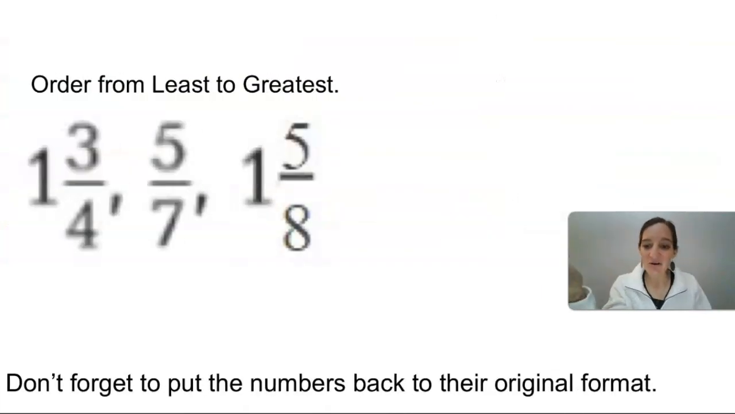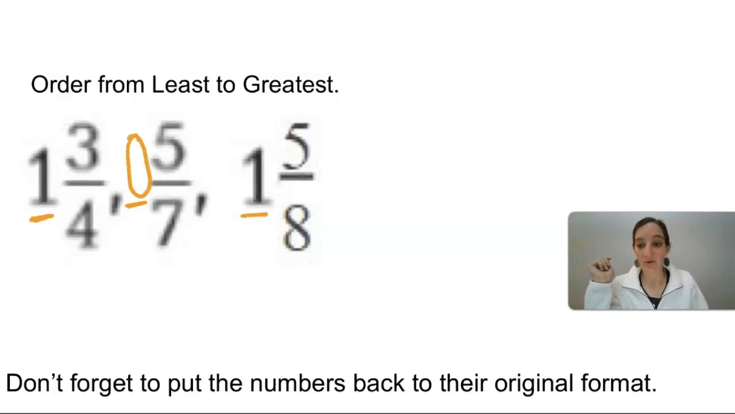Okay, so now let's go through those tips again and see what we can do to compare and order these from, well, order them from least to greatest. So remember tip number 1, look at the whole number. This has a whole number 1, this does not have a whole number, and this has a whole number 1. Well, because this doesn't have a whole number, then that is definitely the smallest number. Easy peasy, we got that one out of the way.